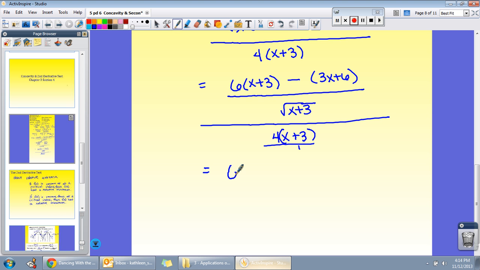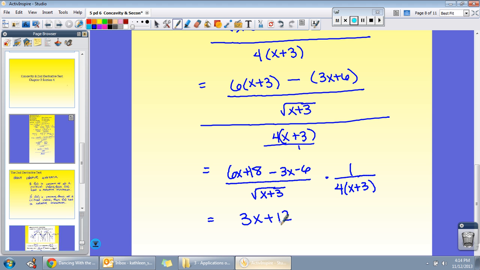Okay. Then I'm going to get 4x plus 18 minus 3x minus 6 over square root of x plus 3 times 1 over 4 x plus 3 to get 3x plus 12 over 4 times x plus 3 to the 3/2 power. And the reason for that is we can rewrite the square root of x plus 3 as that to the 1/2 power, and then when you add that to x plus 3 to the 1 power, we're going to get the 3/2 power.